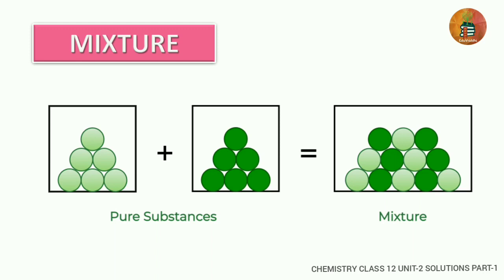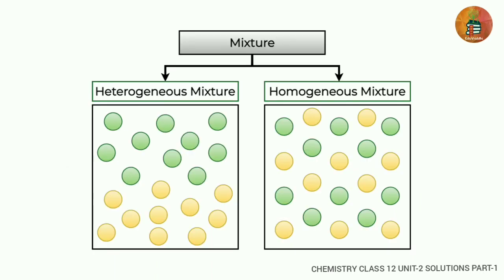To understand the solution chapter, first you should understand the differences between pure substance and mixture. A mixture itself has pure substances in it, but a pure substance is the finest one, the simplest one, and it cannot be further broken down into simpler ones. So that's the difference. Now if you understand the mixture concept, you can easily make out what a solution is.